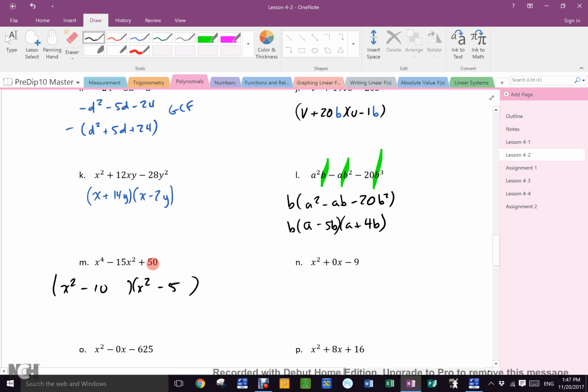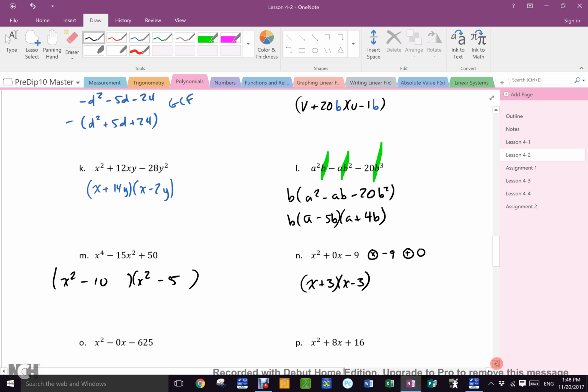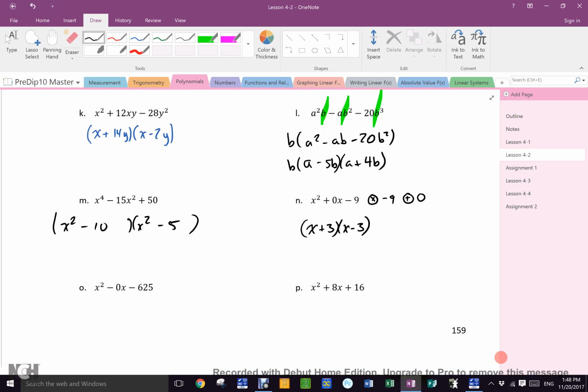All right. Now something weird happens in N. What is it? 0x. So I need numbers that multiply to negative 9 and add to 0. What are they? Negative 3 and 3. So x minus 3 and x plus 3. What happens in O? If they're both negatives, you do x minus 25 and x plus 25.